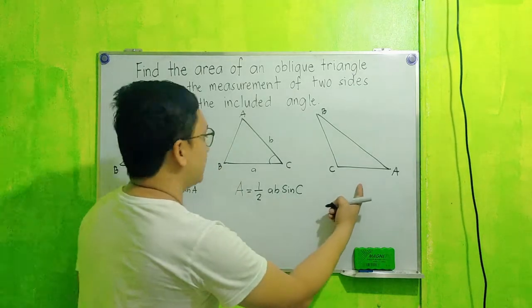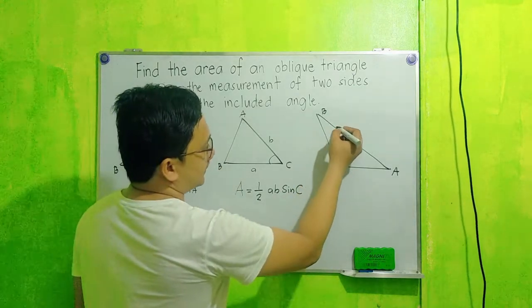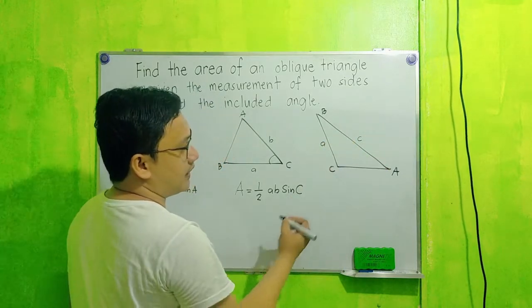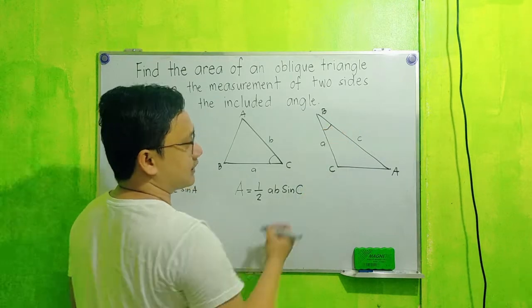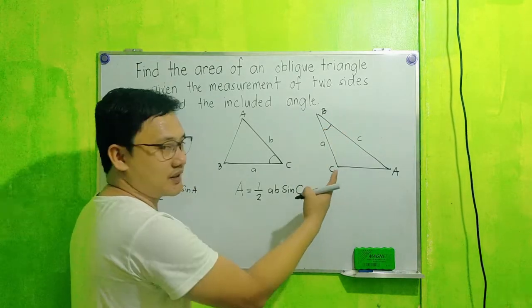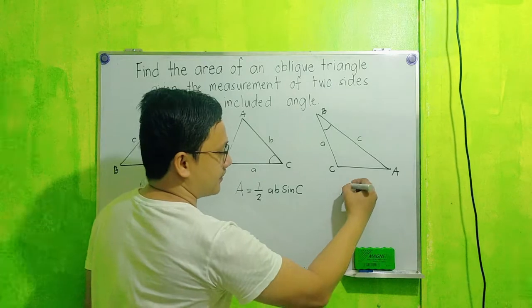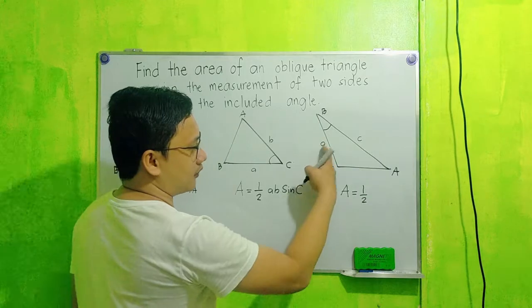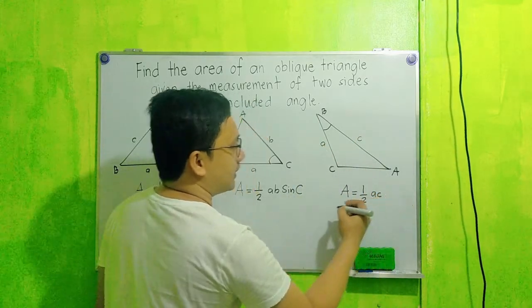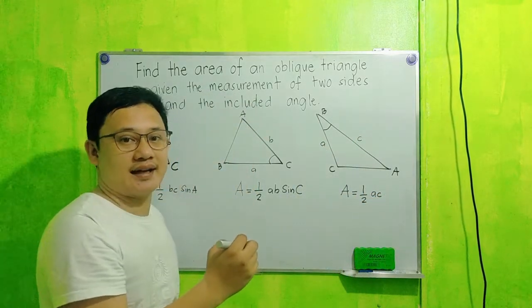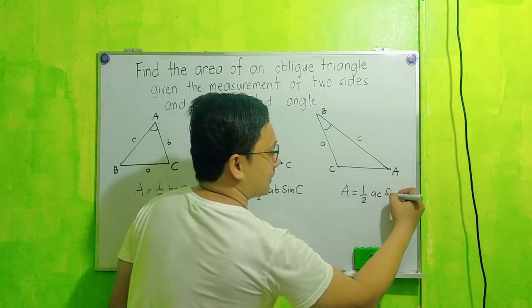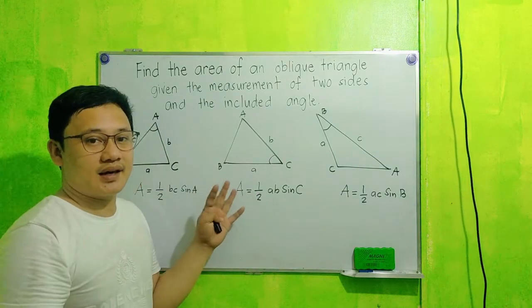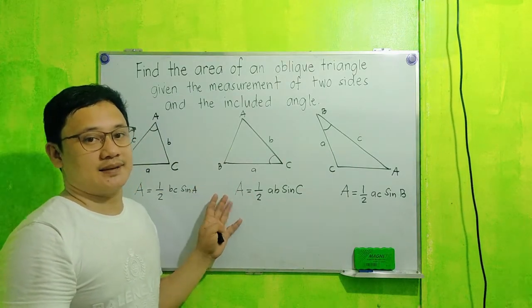Let's have another one. Let's say this is side C and this is side A. Okay? And the included angle is angle B. So to find the area of this illustration, that is A is equal to 1/2 of the product of the two sides, that is A times C, and then the sine of the included angle. So that is sine B. Okay? So this is how to find the area of an oblique triangle.